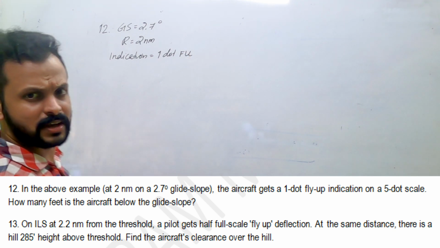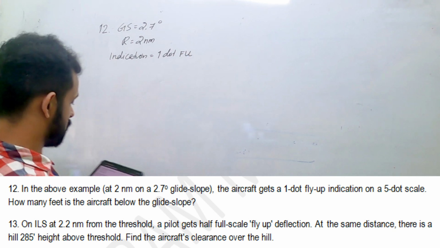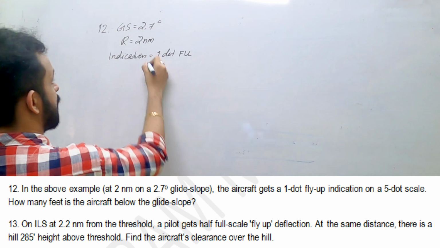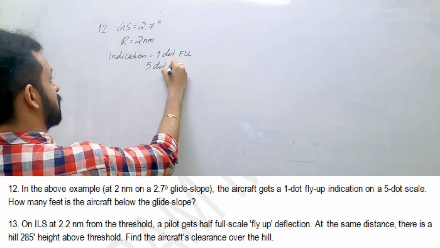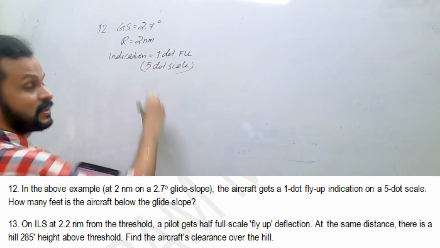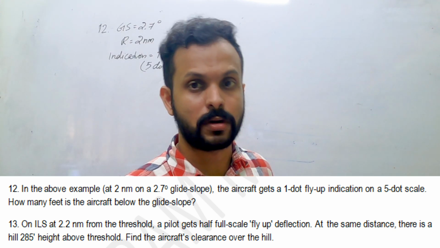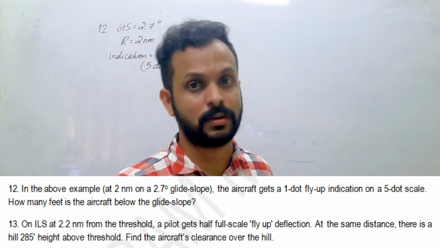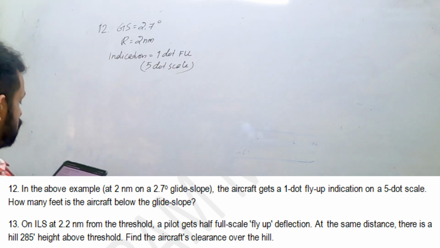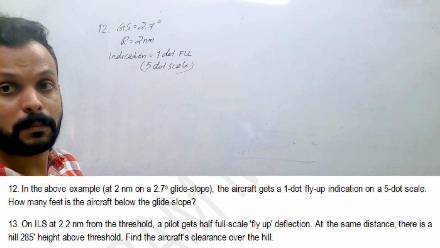So what indication is that? It's a glide slope indication. 1 dot fly up indication, and that is on a 5 dot scale. Remember, if nothing is mentioned, it is still a 5 dot scale. If it is 4 dot, they will tell you it is a 4 dot. Even if nothing is mentioned, it's always a 5 dot scale. You're asked to find out how many feet the aircraft is below the glide slope.